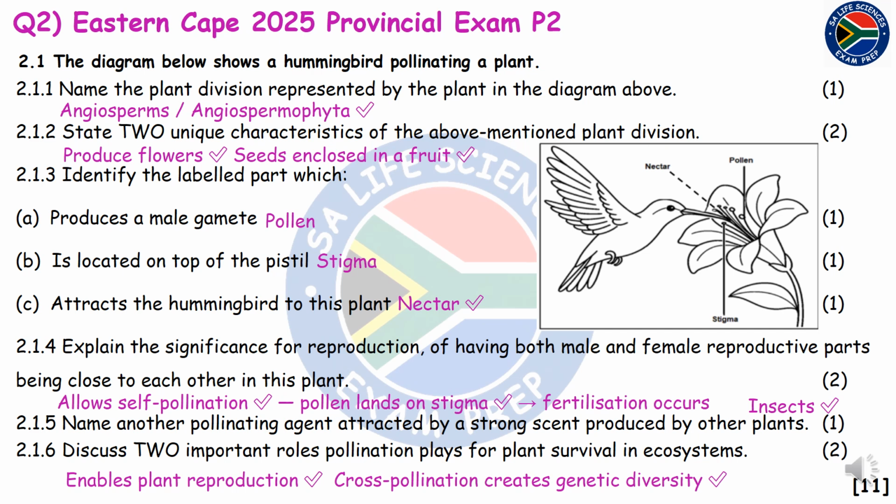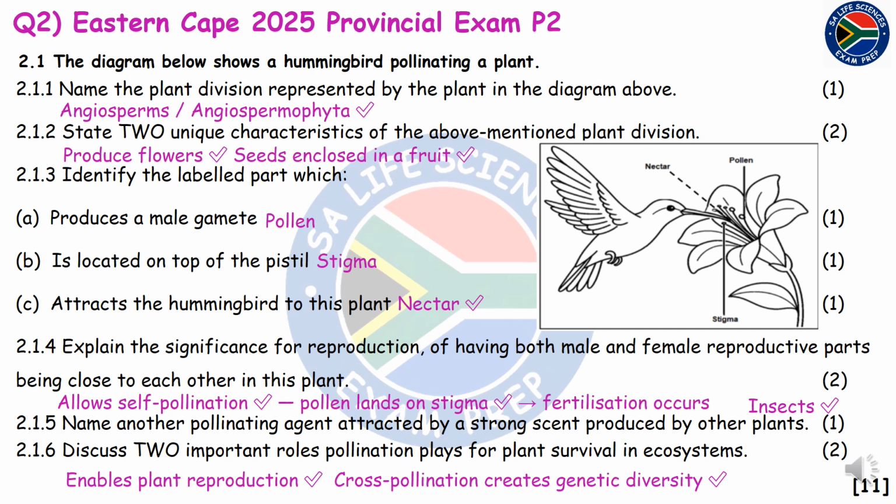Explain the significance for reproduction of having both male and female reproductive parts so close to each other. So, when the male and female reproductive parts are on the same plant, this allows for self-pollination. So the word self-pollination is our keyword. This is what we must mention in our answer. So, self-pollination allows for the pollen to land on the stigma and for fertilization to occur, resulting in the formation of a zygote, an embryo, and eventually a new seed inside the ovule.